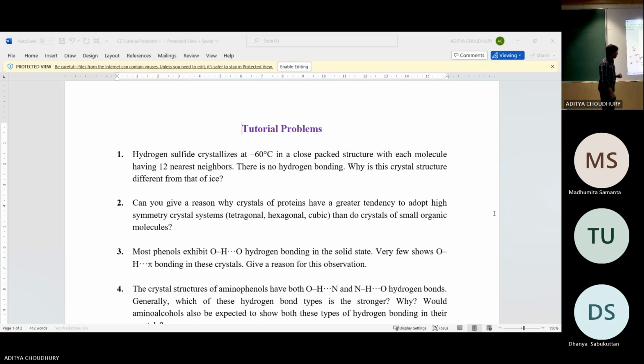I think we discussed the answer in class. You have to have steric hindrance or something to prevent this kind of strong interaction. Okay.